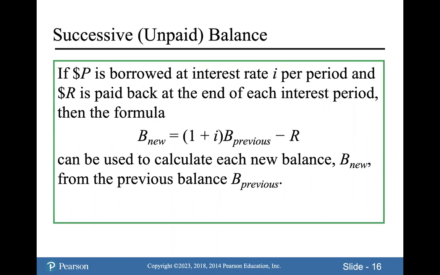All right, that brings us to successive unpaid balance. If P dollars is borrowed at an interest rate I per period, and R dollars is paid back at the end of each interest period, then this formula, which you have seen before, B sub new equals 1 plus I times B sub previous minus R, can be used to calculate each new balance from the previous balance.